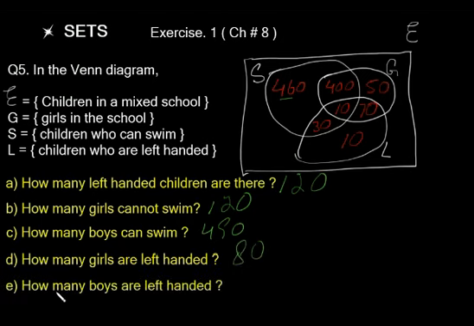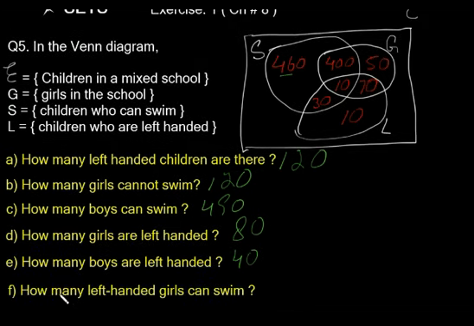Then part E says how many boys are left-handed. Once again, as we have discussed, the boys are these three, 460, 30 and 10, and we are looking for the boys who are left-handed. It means that you have to add these two, 30 and 10, because they are in the circle of L. So 30 plus 10 makes 40. So 40 boys are left-handed.